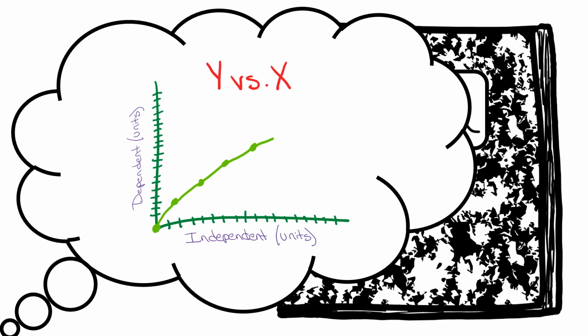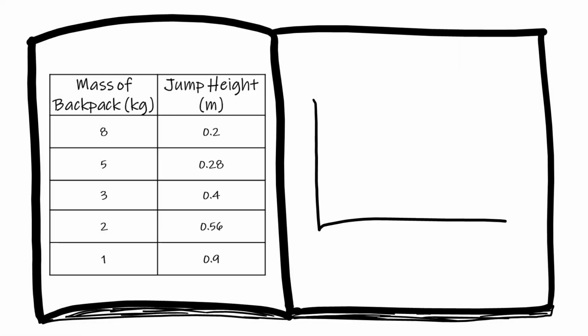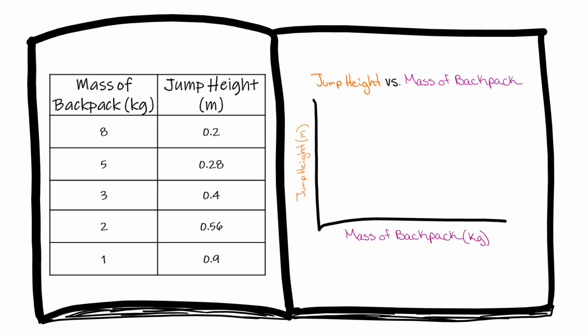Now let's take a look at the graph title, which is written by using the y-axis title versus the x-axis title. Okay, let's take a look at the data set in our lab notebooks so that we can develop a graph. That's right, Alex. We would label it as jump height versus mass of backpack because jump height is on the y-axis and the mass of the backpack is on the x-axis. What else does this graph tell you about the variables measured in this experiment? You're right, Alex. The graph's axis titles tell you that the jump height depends on the mass of your backpack.